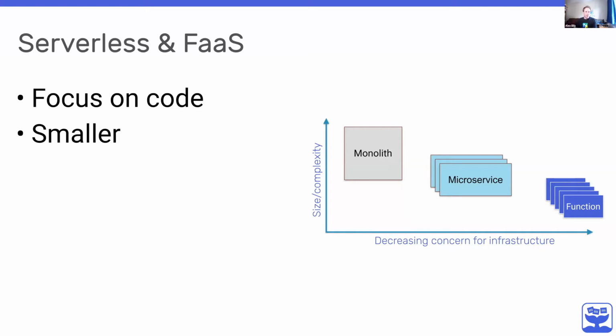Microservices take that down a little bit, but they tend to be quite cohesive. So you might have a customer service. And with functions, we're getting even smaller, and we might be looking at something like a customer email function, right? And so we're breaking things down.